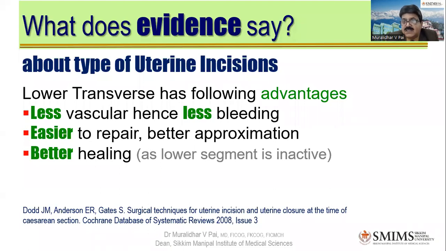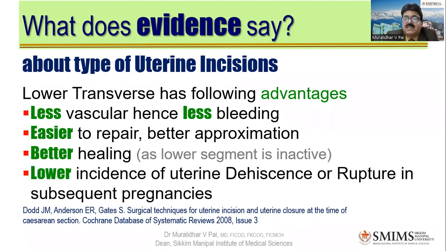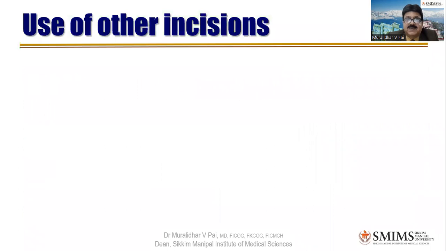And the forces in the next pregnancy are not perpendicular to the incision, they are parallel to the incision. So if the incision is like this and the scar is like this, the uterus, when it stretches, is literally pulling the scar. So that's why the rupture will be more in the upper segment, and less in the lower segment. So there is a lower incidence of uterine dehiscence or rupture in the subsequent pregnancy. So obviously, that is the reason why all of us now are going for the lower uterine segment Caesarean section.